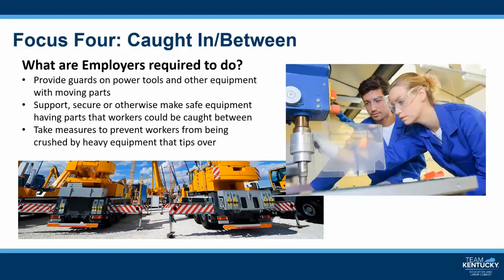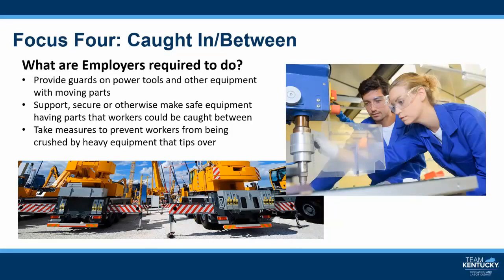OSHA standards require the employer to ensure that handheld power tools are fitted with guards and safety switches. The type of guard will be determined by the power source of the tool, such as electric, pneumatic, liquid fuel, hydraulic, or powder actuated. Exposed moving parts of power tools, such as belts, gears, shafts, or pulleys, must be guarded.